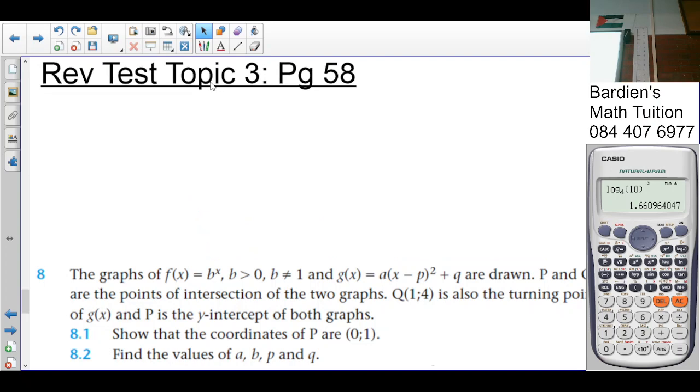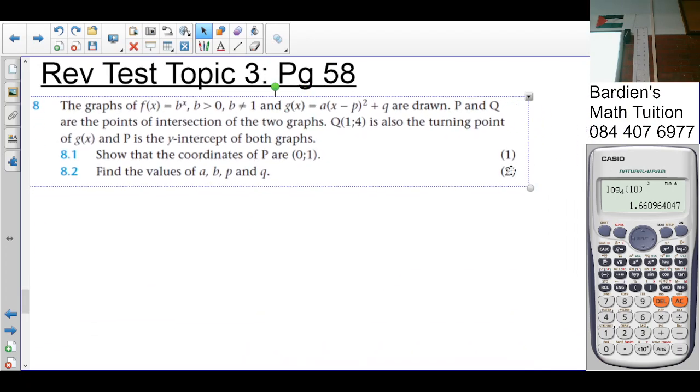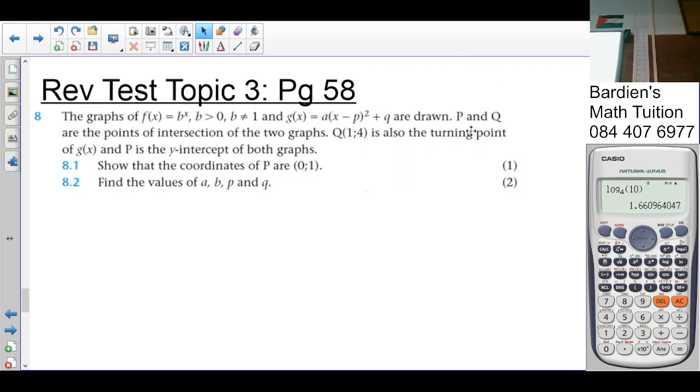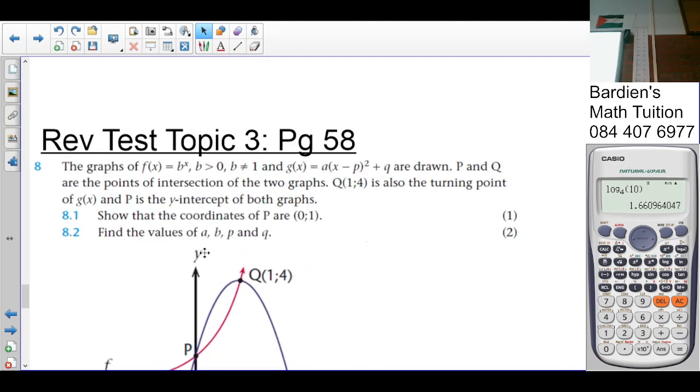Number 8. We are given the graph f of x equals b to the x, where b is greater than 0, b is not equal to 1, and g of x. That's a parabola. The second one is a parabola, given in turning point form, which is a(x minus p) all squared plus q.